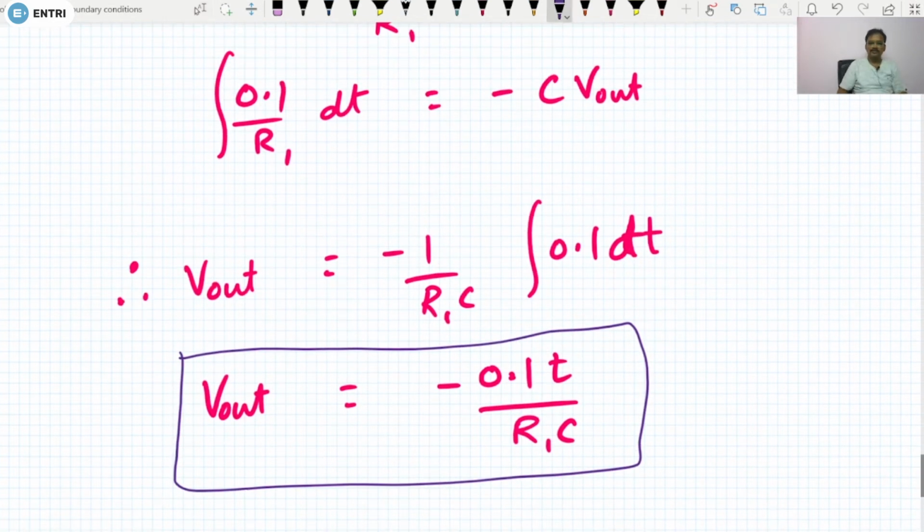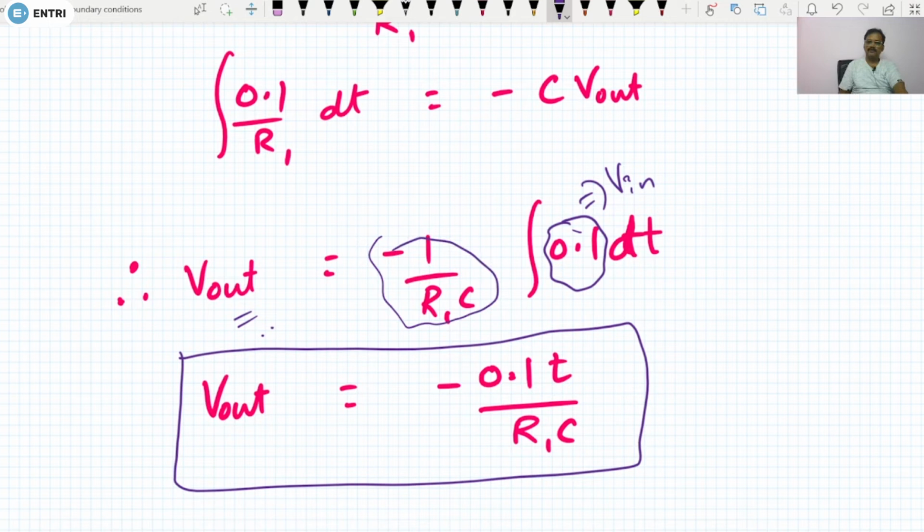So this 0.1 is nothing but V in, the input voltage you have given. So integration of V in dt times minus 1 by RC is nothing but V out, right? So the output is equivalent to some constant multiplied by the integration of the input voltage. If the input is DC or constant, then the output will become a ramp function, because the integration of a constant function is a ramp function.